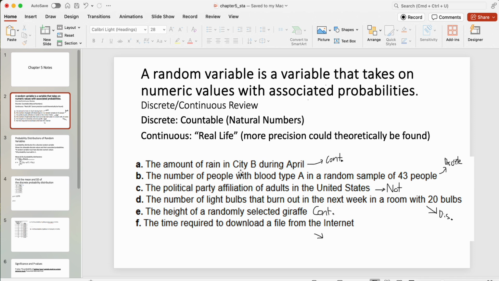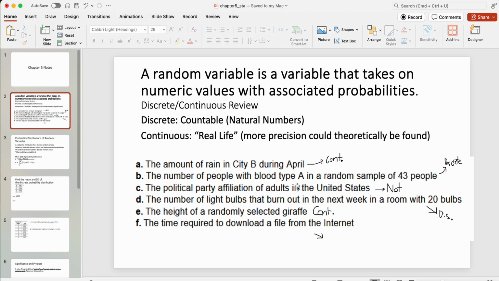Up next, the number of people with blood type A in a sample of 43 people. Well, that would be discrete because a person either does or does not have blood type A. So we could easily just say there's either 0 or 1 or 2 or 3 or 4 or 5 all the way up to 43. Maybe all of them do. Is it likely? No, but is it possible? Yes. But the idea is literally 0 to 43 would be all of your possible values. No decimals, nothing else, because they're people. They either have blood type A or they don't.